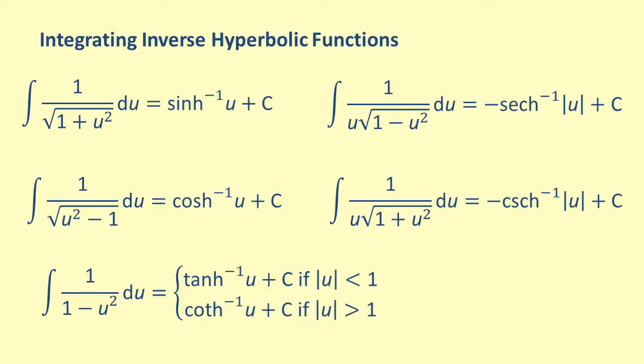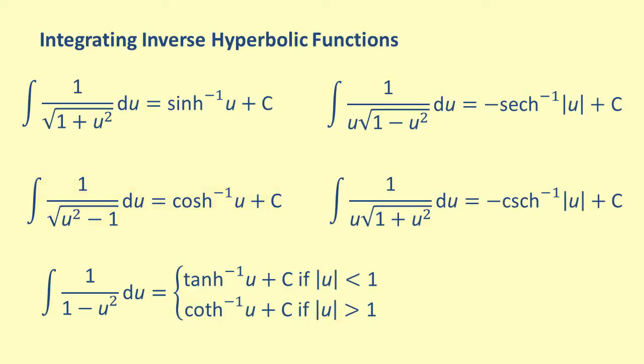Let's look at integrating inverse hyperbolic functions. First, we have the integral of 1 over the square root of 1 plus u squared du equals the inverse hyperbolic sine of u plus c. Similarly, the integral of 1 over the square root of u squared minus 1 du is equal to the inverse hyperbolic cosine of u plus c.